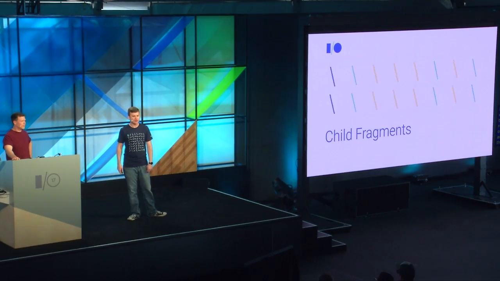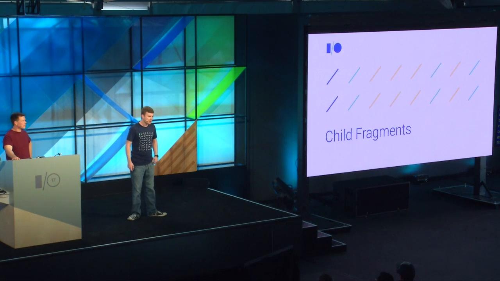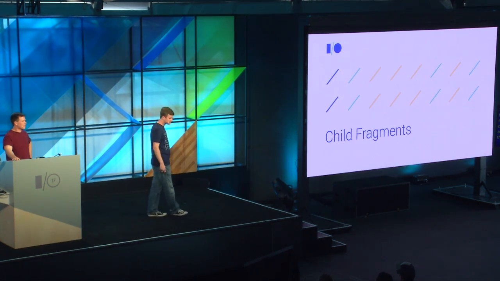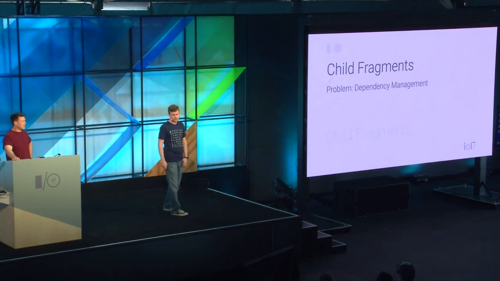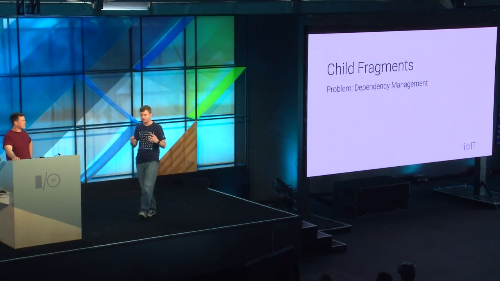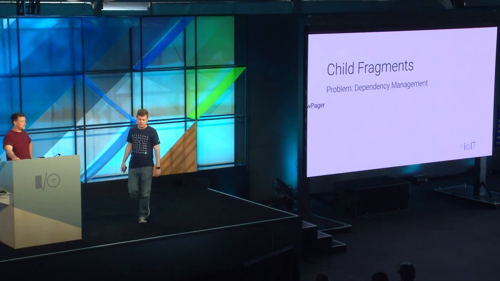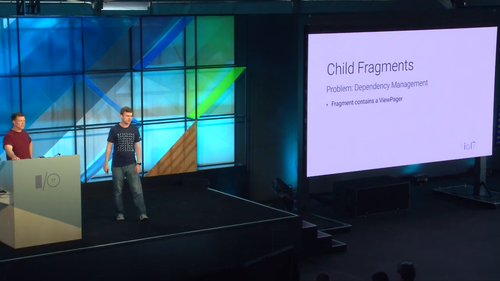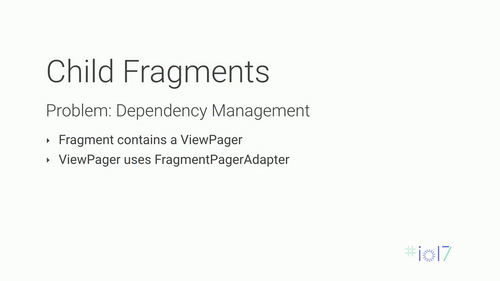So child fragments are something that bit a lot of people really hard a few years ago because, frankly, we had a lot of bugs around them. And they were created to solve a particular problem, and that was dependency management within a particular activity. So consider this case. You've got a fragment that has a view pager. Pretty common, right? The view pager uses a FragmentPagerAdapter because that's a pretty easy way to use a view pager.